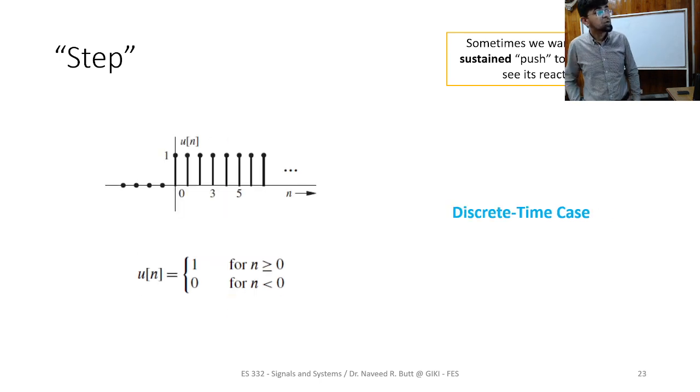So now you are allowed only some locations. Then the unit step looks like this. Before time 0, there is no input, and at time 0 you give it a fixed input. So this is like giving a sustained push, or a sustained fixed input, to the system.